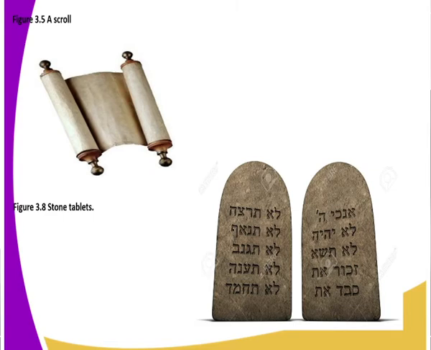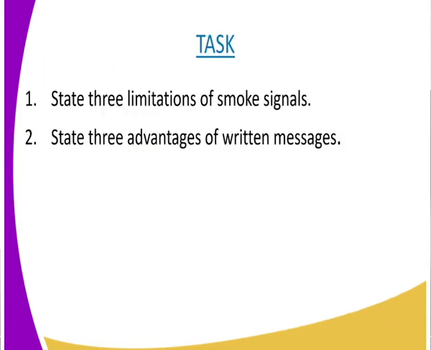Those are some of the traditional means of communication. We have looked at horn blowing, smoke signals, messengers, and written messages, for example, the scrolls and the stone tablets. Now, for our task, can we state three limitations of smoke signals and also state some three advantages of written messages.